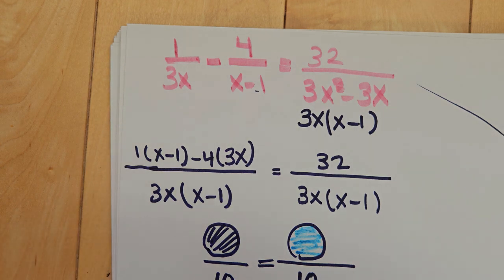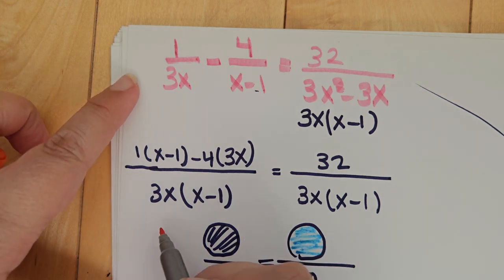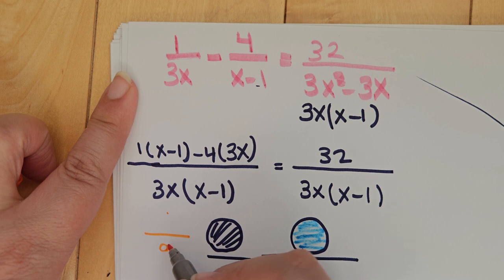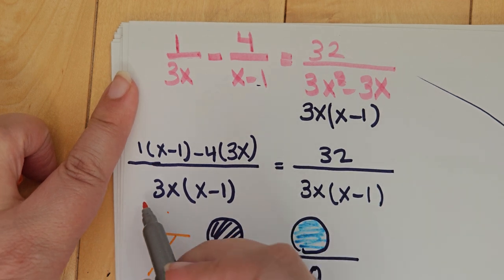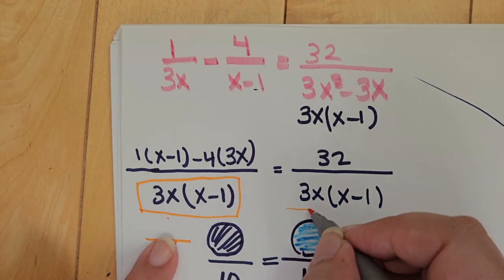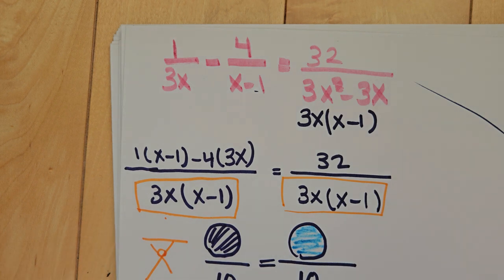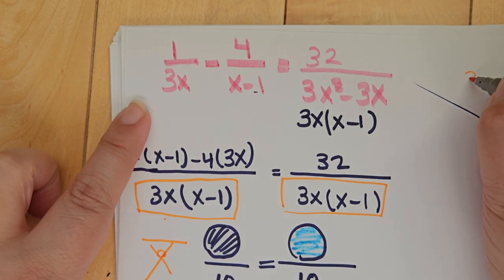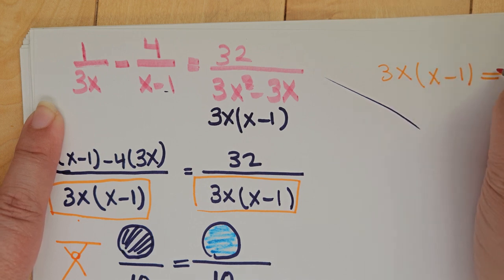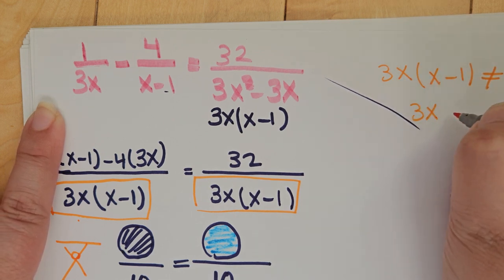Okay, now one more thing that I have to tell you about fractions. Remember I told you before in the previous lessons that the denominator of a fraction can never be 0. Therefore, whenever we are dealing with fractions in algebra, we have to make sure that we exclude the values that make the denominator 0. Okay, so take a look here. The denominator is 3x multiplied by x minus 1. We have to make sure this is not equal to 0.